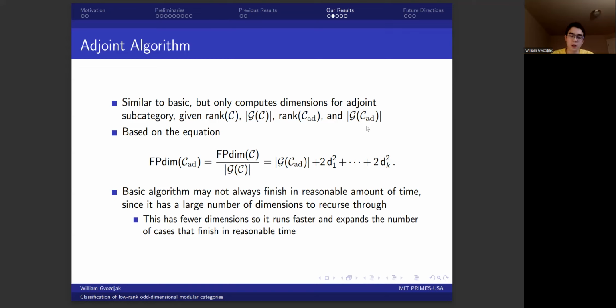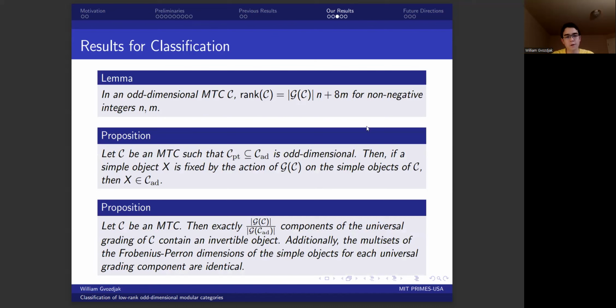In addition to these computational techniques, we also showed a few mathematical results that were more general in order to actually manually discard cases, because oftentimes, if we had a case, it was easier to just discard it mathematically than having to run the whole algorithm for it, obviously. So these were a few of the results that we had for that.